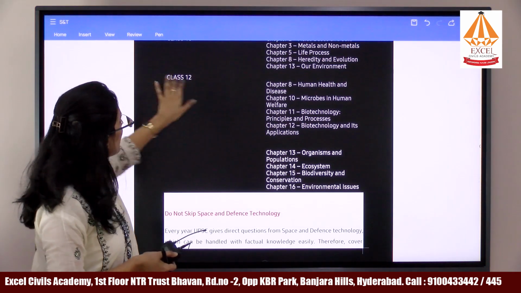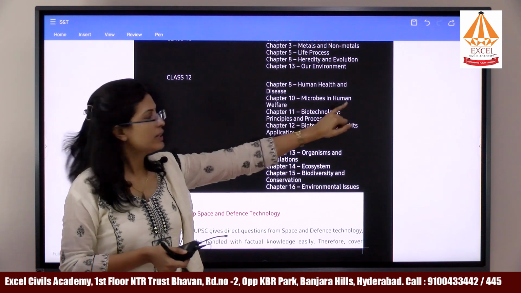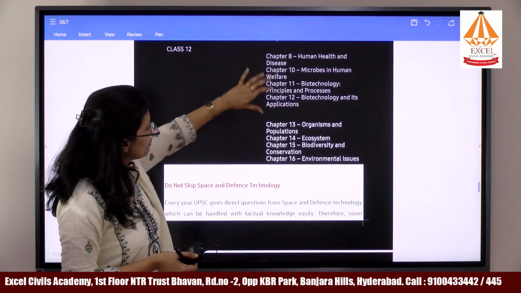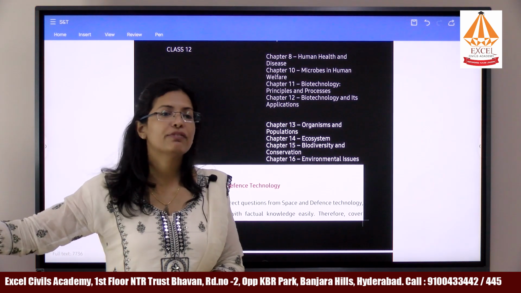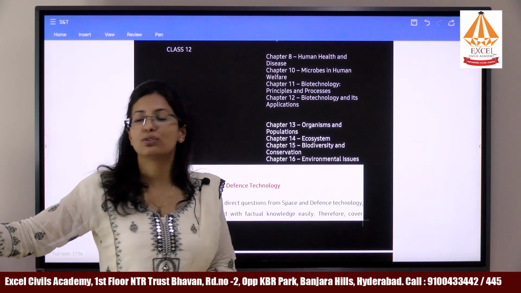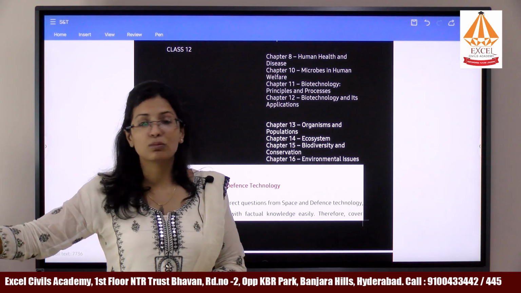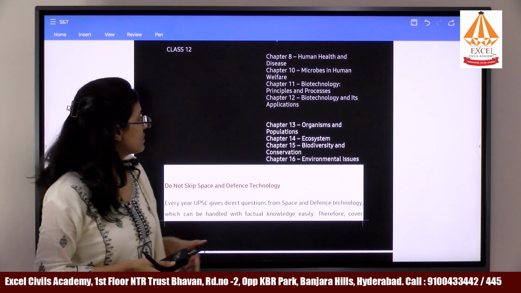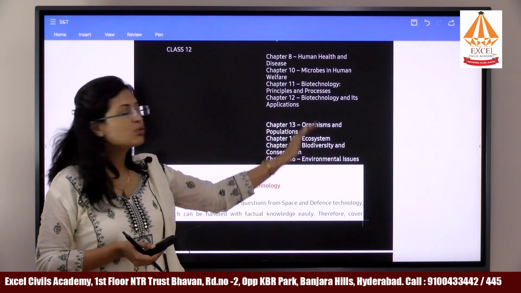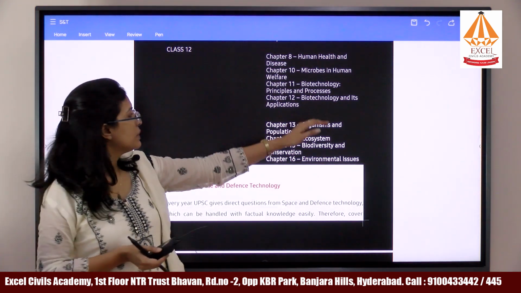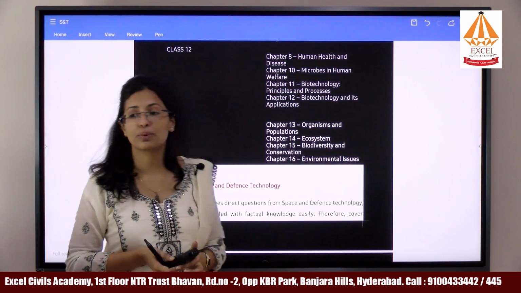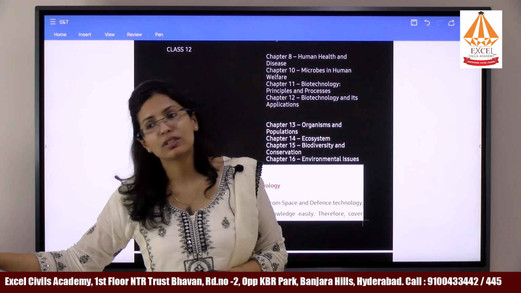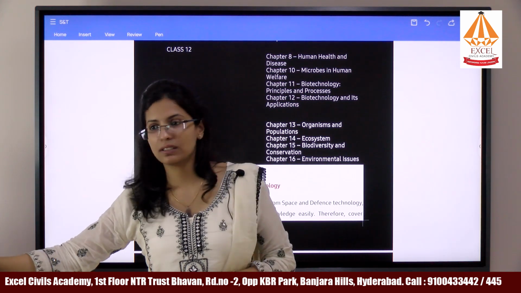ठीक है, in class 12, very importantly again, these 4 chapters. At any given point, if you have very little time and you don't have time to read a lot, I will suggest you all to please go through these 4 chapters that are there in your class 12. It is very, very good for your science and tech as well as your environmental understanding.